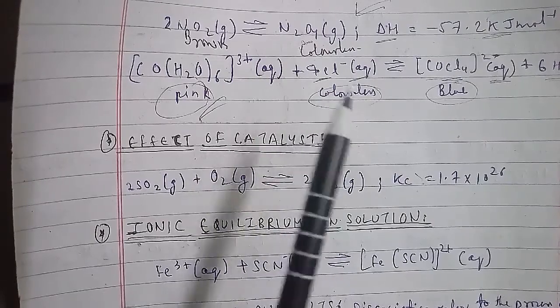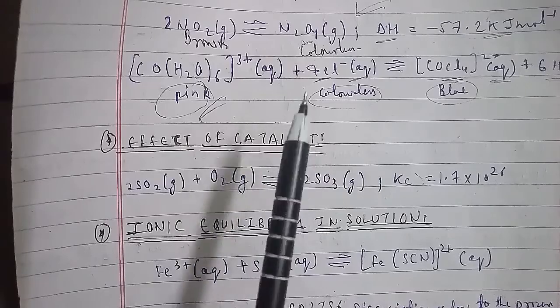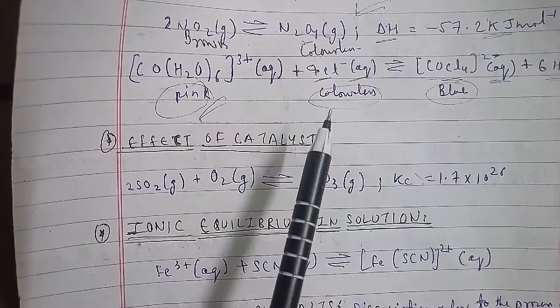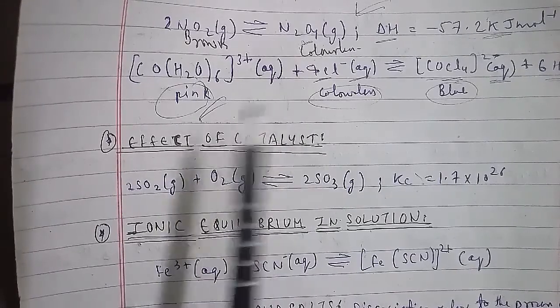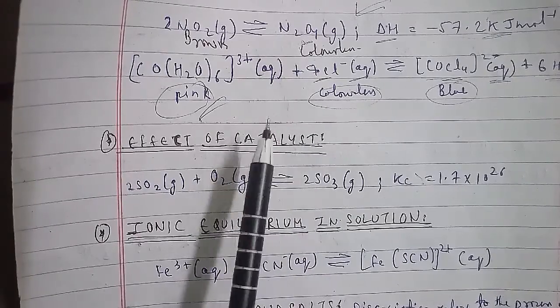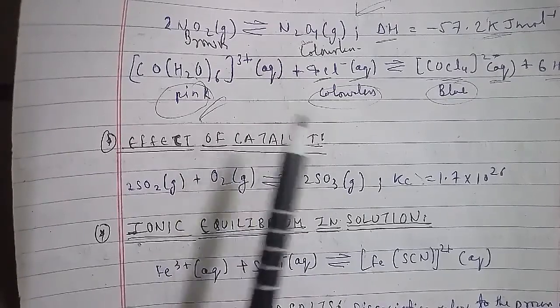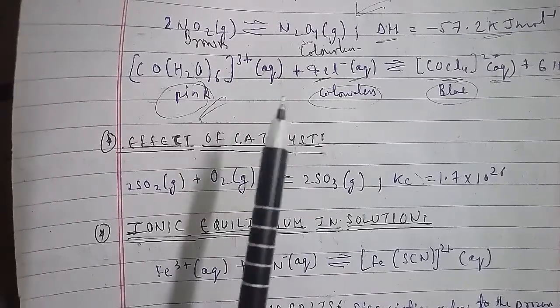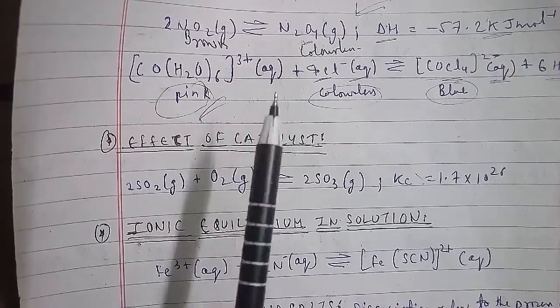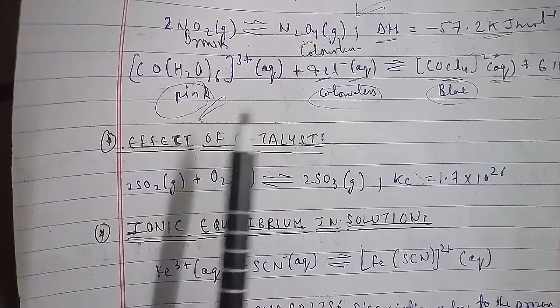Okay, in terms of this, the optimum conditions of temperature and pressure for the synthesis of NH3 using the catalyst are around 500 degrees Celsius and 200 atm. Similarly, in the manufacture of sulfuric acid by the contact process, 2SO2 gas plus O2 gas gives 2SO3 in the form of gases, that is Kc equals 1.7 into 10 to the power 26 here.